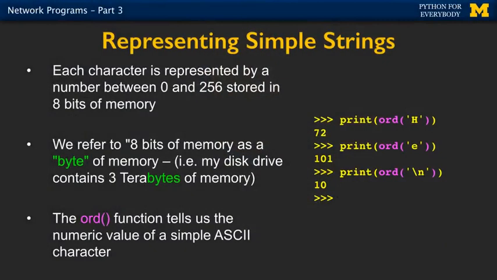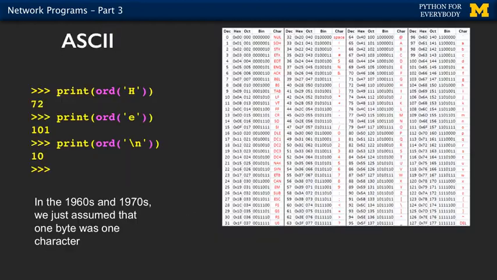And in the early days, life was simple. We would store every character in a byte of memory, otherwise known as 8 bits of memory. It's the same thing when you say I have a many gigabyte USB stick. That's a 16 gigabyte USB stick. That means there are 16 billion bytes of memory on there, which means we could put 16 billion characters on here in the old days. Okay? So the problem is in the old days, we just had so few characters that we could put one character in a byte. And so the ord function tells us the numeric value of a simple ASCII character.